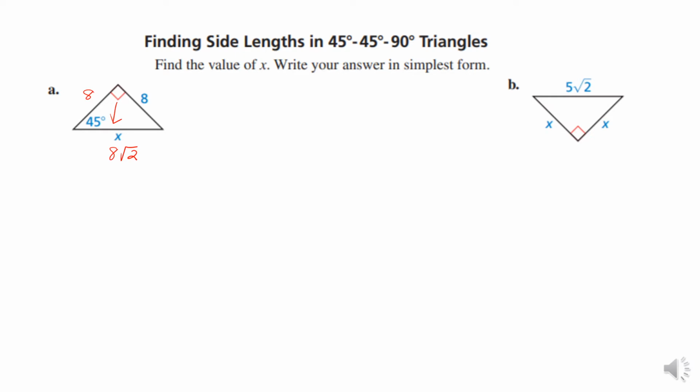Okay, over here, you're given the hypotenuse length. And the easiest way to do it is say, I know that x square root of 2 equals the hypotenuse length. And then we just divide both sides by the square root of 2. And so x equals 5.